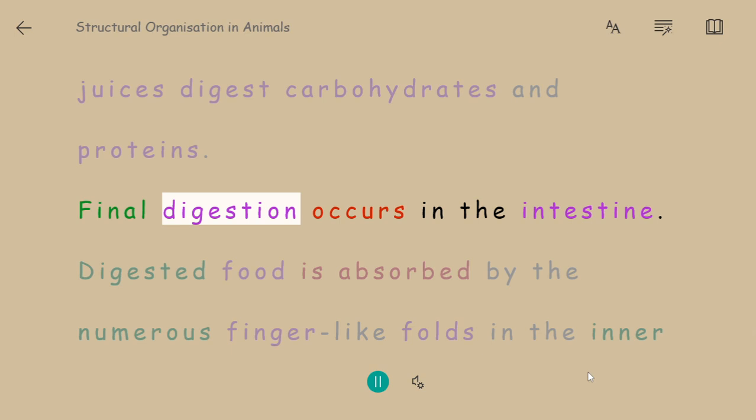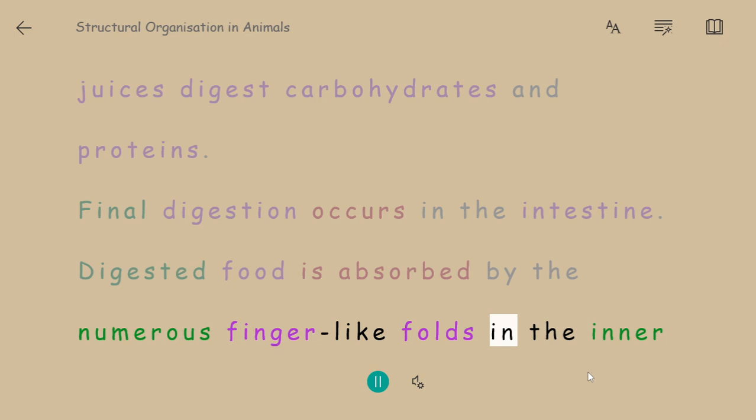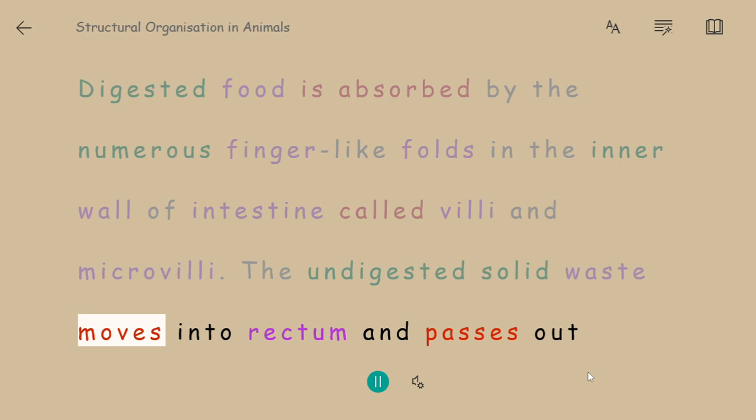Final digestion occurs in the intestine. Digested food is absorbed by the numerous finger-like folds in the inner wall of intestine called villi and microvilli. The undigested solid waste moves into rectum and passes out through cloaca.